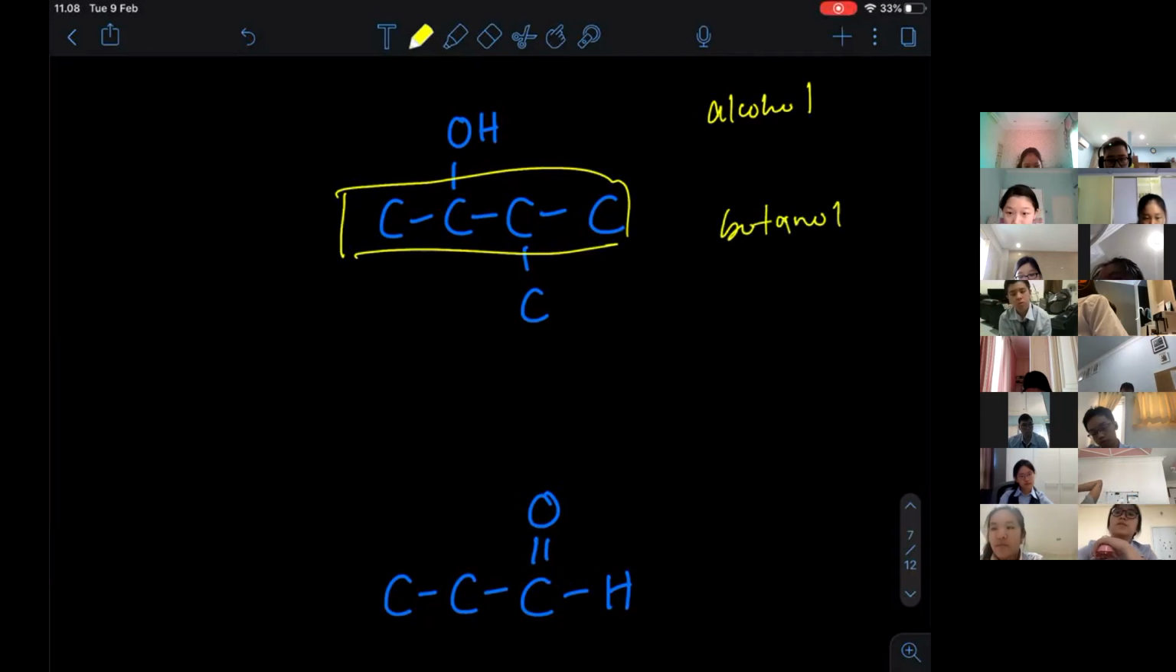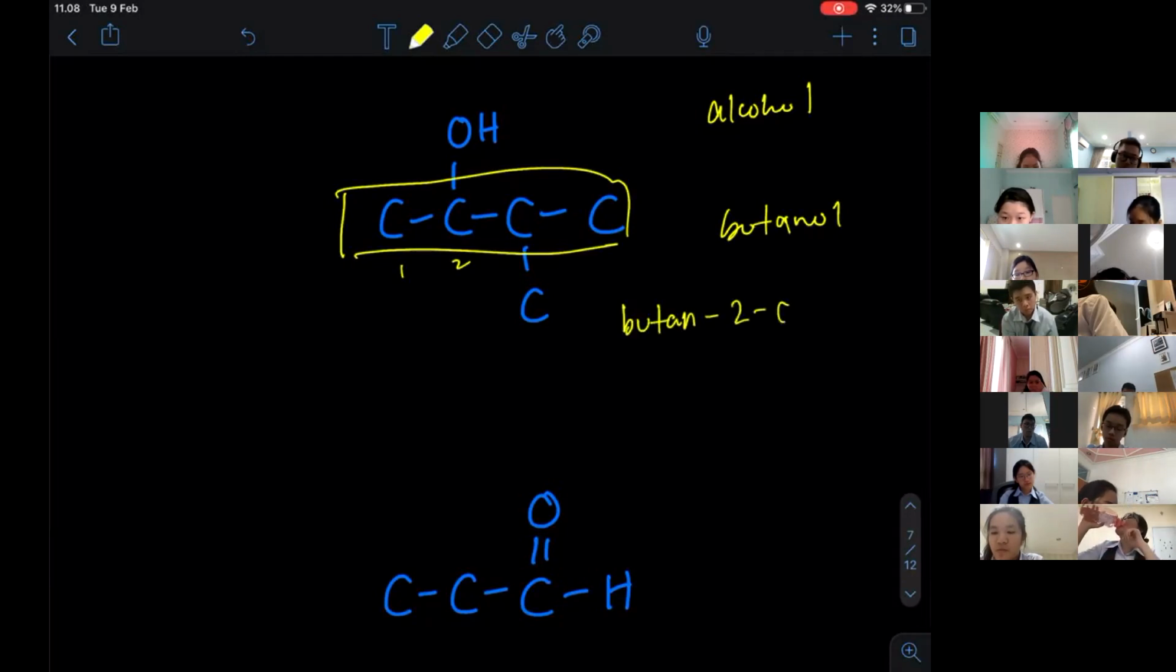Okay, I need to actually now make sure which carbon is the alcohol. So 1, 2. I can make sure it's going to be at position number 2, not at position number 3. So identify the functional group first, not the branch. Okay, please take note: functional group. So now it is going to be position number 2. So it's going to be butan-2-ol.